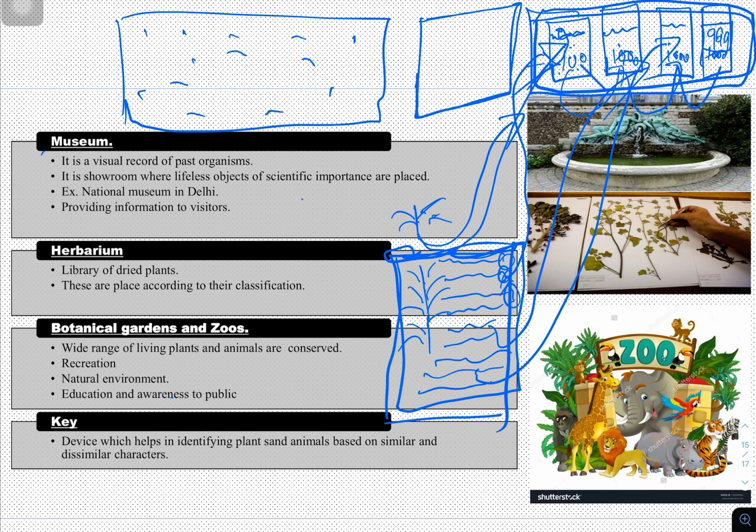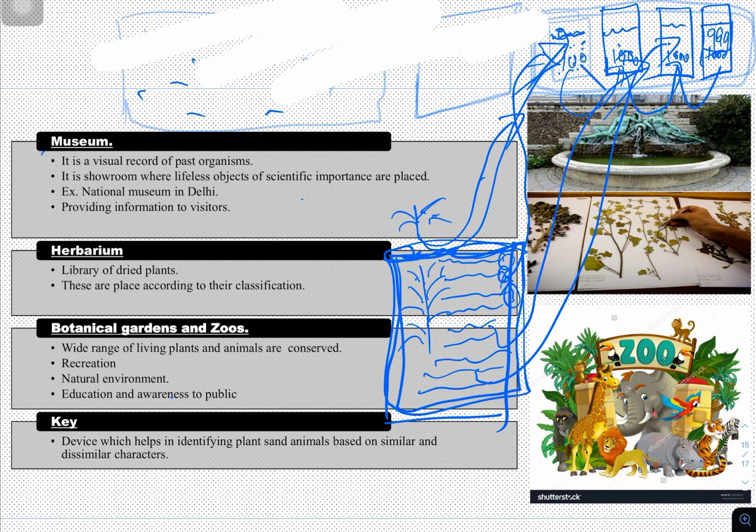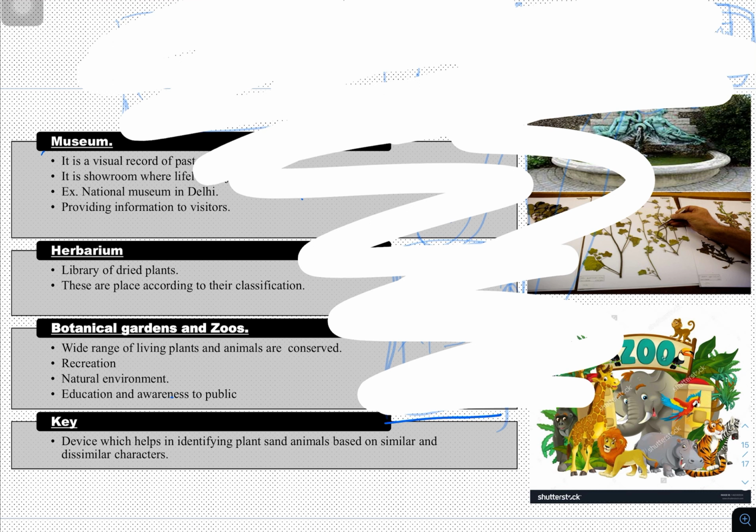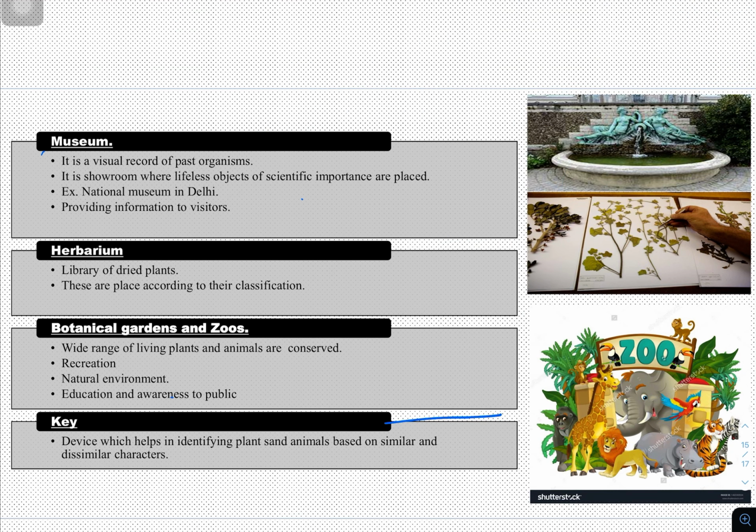Okay, for one particular habitat's flora and fauna where the mention is present, there I need to go and search. For searching, this key is helping based on certain characters. This is about key, and these are the 4 important taxonomical aids.